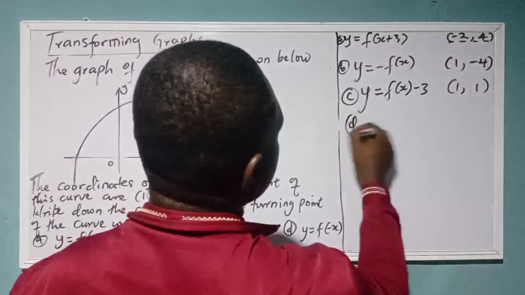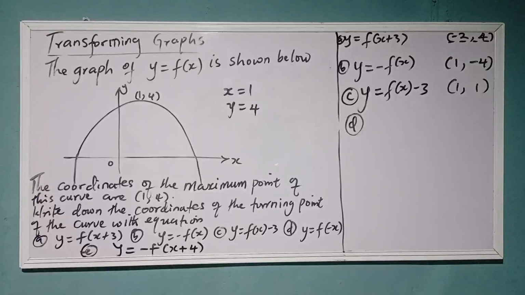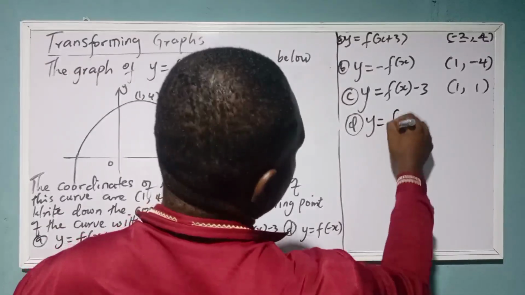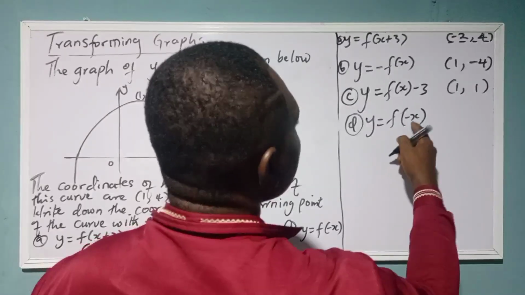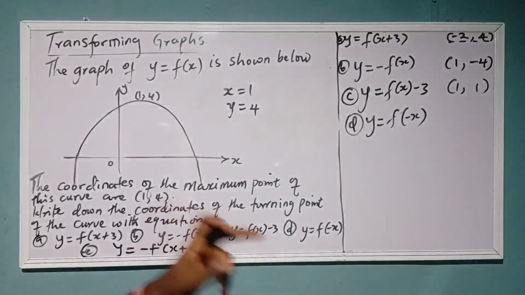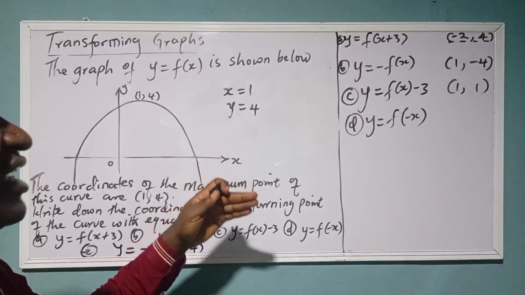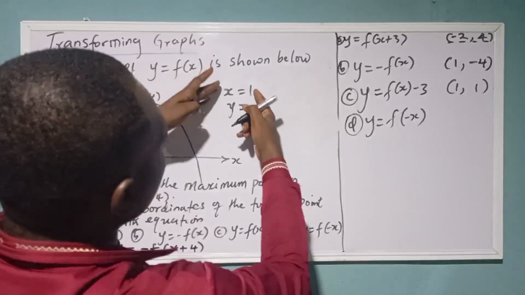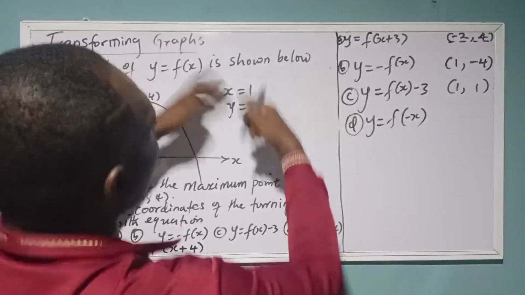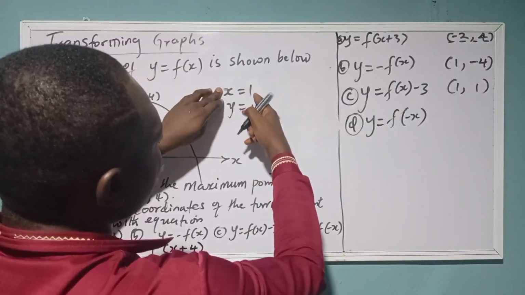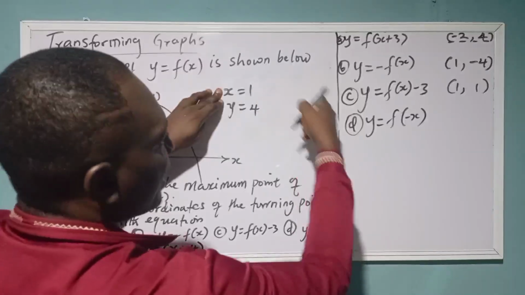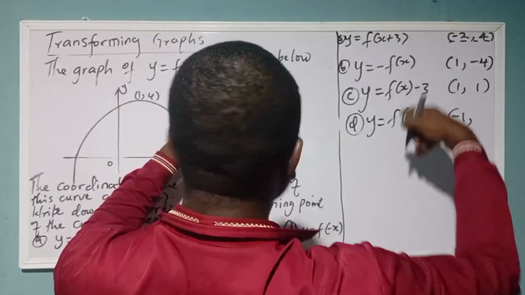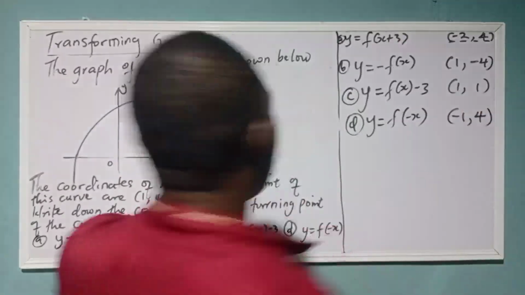Now let's see D. For D, we have y is equal to f of minus x. Now this minus x means the value of x is taken as the opposite, because if this is minus, whatsoever you are doing, you should take the opposite of the value of x. So x here is plus 1. The opposite of it will be minus 1. So we have minus 1. Y is not affected, nothing is happening outside the bracket. So we leave y as 4.